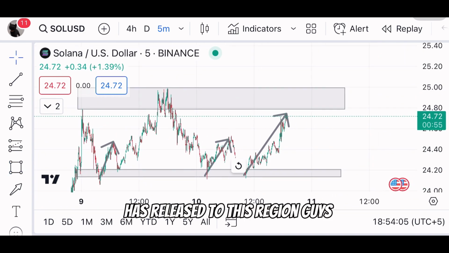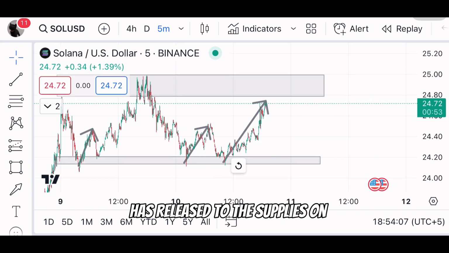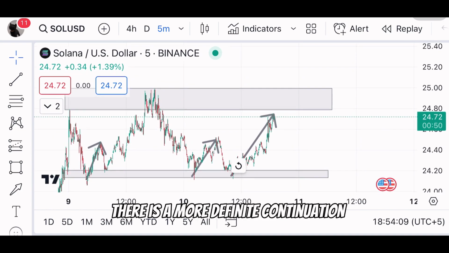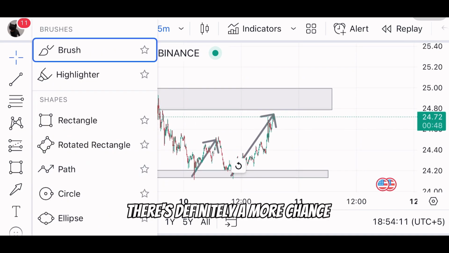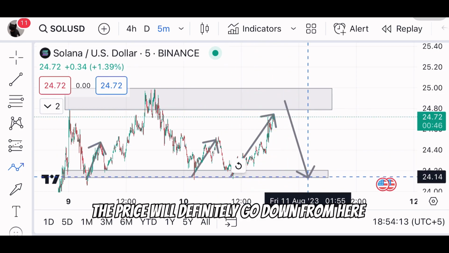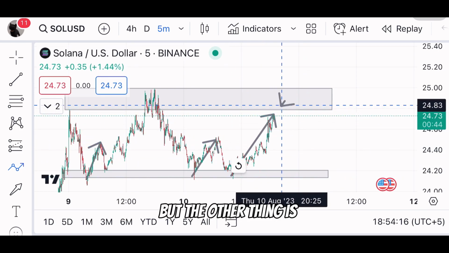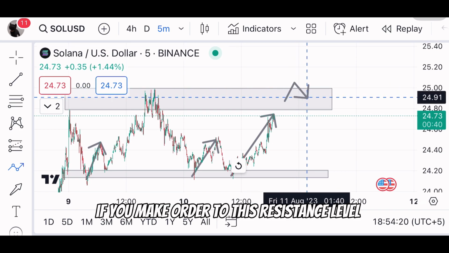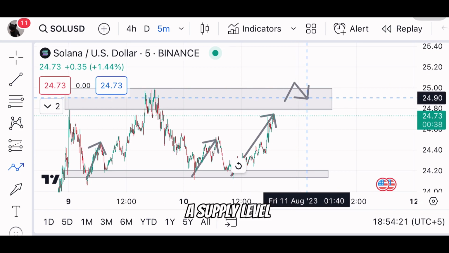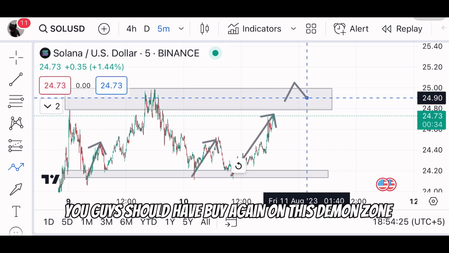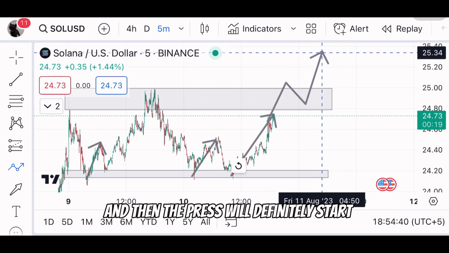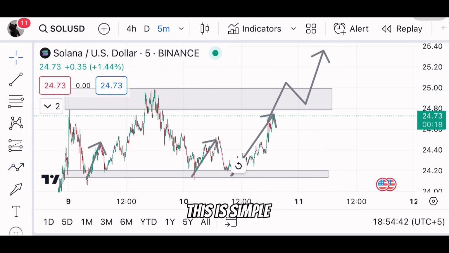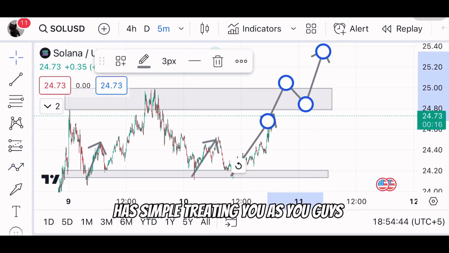As we reach this region, as we reach the supply zone, there is a more definite chance that the price will go down from here. But the other concept is that if we break through this resistance level, or what you call a supply level, it will turn into a demand zone. And from this, guys, you should buy again on this demand zone, and then the price will definitely continue to go up. This is simple trading, you guys like.